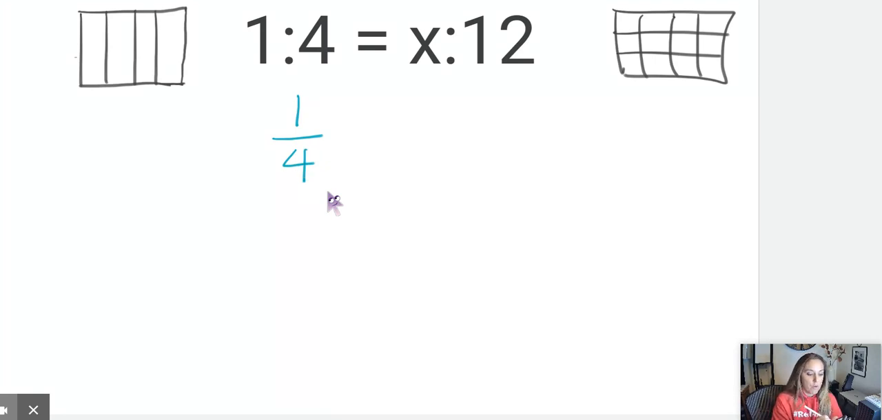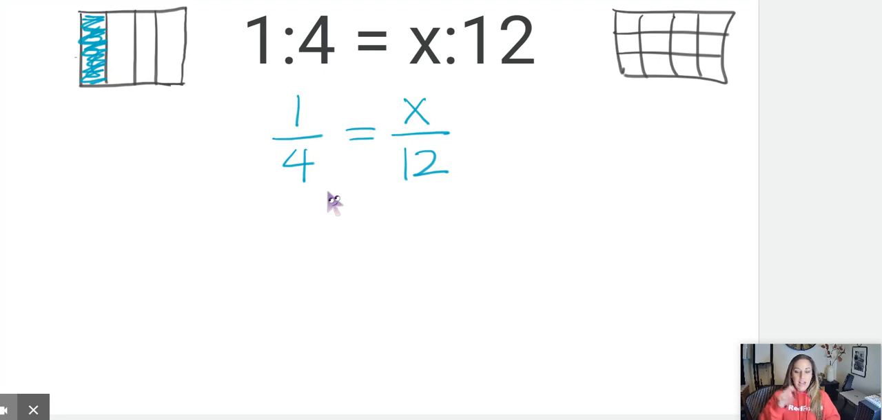And I have a little visual on the side. If we have 4 parts and one of them is shaded, that represents 1/4. And they want us to solve for x. Find that x. What is going to be equivalent? An equivalent ratio means they're equal. So if I have x divided by 12, I'm asking how many parts I have to shade to have it be equal to the other visual that I have here.